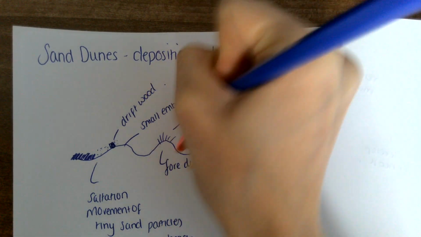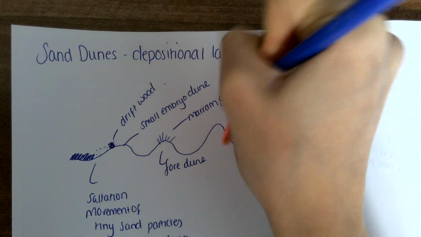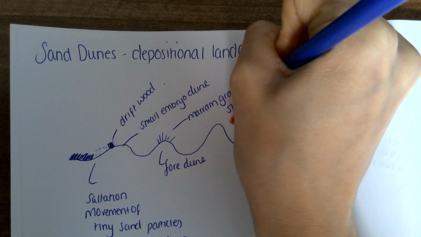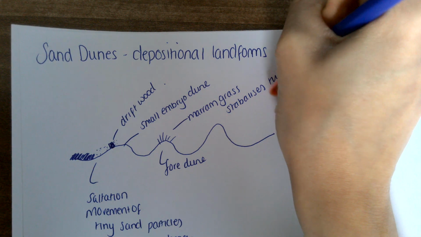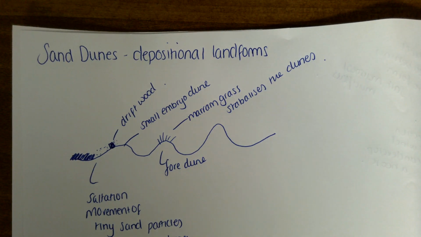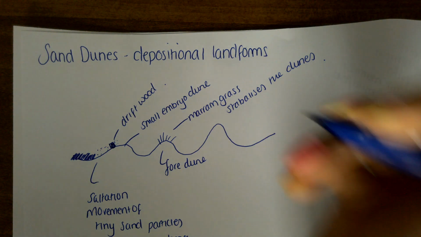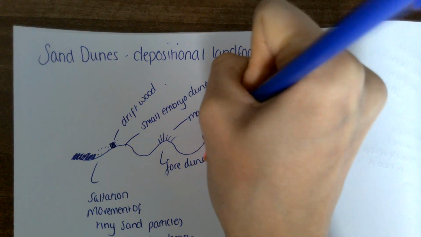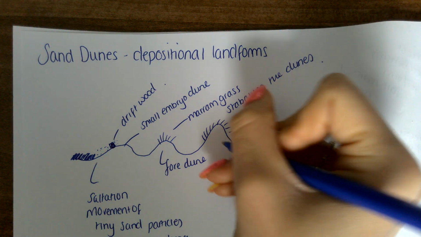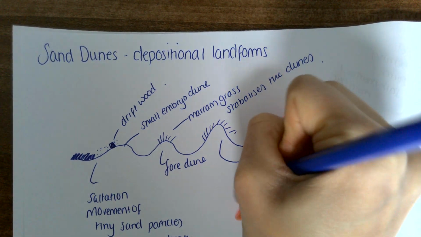And remember, your marram grass, I'll write this down, your marram grass stabilizes the dunes. You then find that vegetation continues to grow. It wants to stay there, it's good, it stabilizes the dunes, and you find more vegetation. So we're going to find more vegetation that's going to stick out of all the other dunes. And this dune here is called a mature dune.